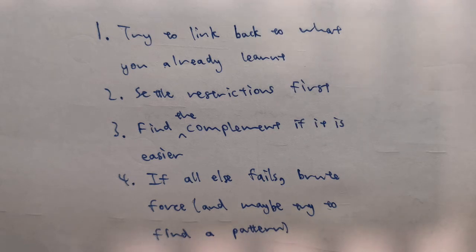Rule number 3 is find the complement if it's easier. By complement I mean the opposite of what the question is asking you. Like if the question asks for arrangements where 1 and 2 are not together, you can try to find the arrangements where 1 and 2 are together. Then you find the total number of ways, then you can subtract. If that's easier, then it will help you. And number 4 is if all else fails, and you have the time, you can try to brute force. While you're brute forcing, you may actually find a pattern which will help you solve the problem. And if the number isn't that big, you may be able to brute force all the cases.